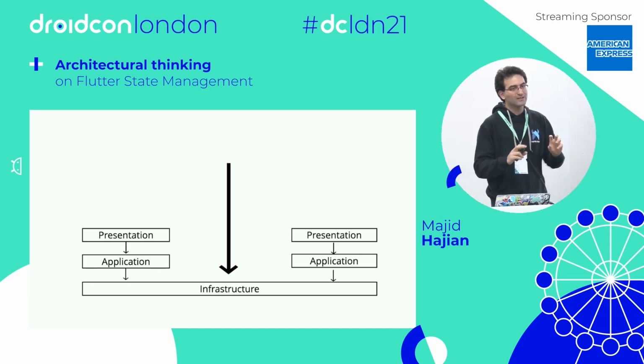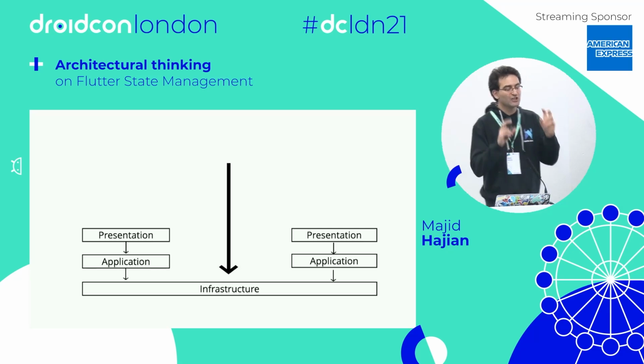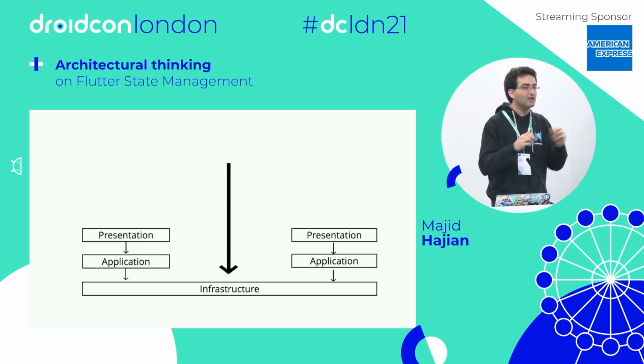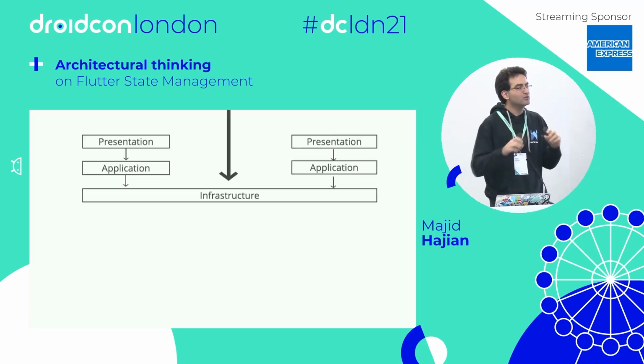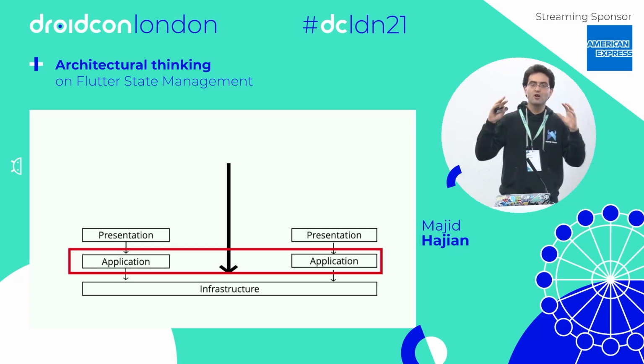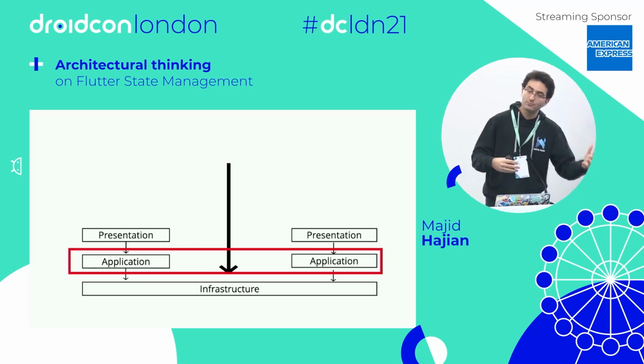Also, what is important, and I have several talks on this, is the architecture of your application. A lot of people think that state management is Flutter architecture. It's not. State management is only one layer of architecture in your application. If you have, like, a three-layer architecture, it might reside in the application layer. It separates the concerns for sure. You don't need to have all the state in the presentation.